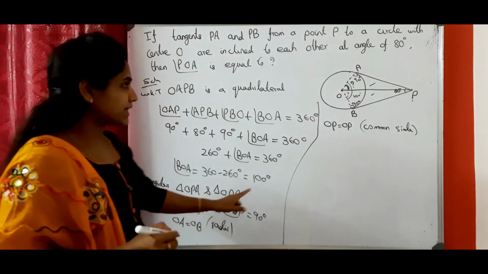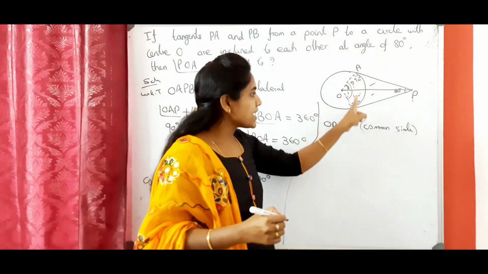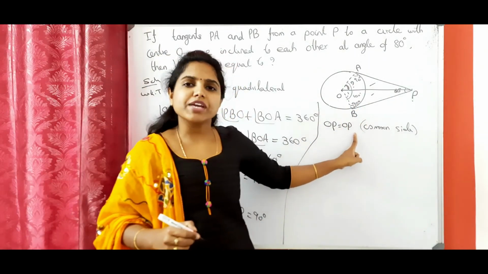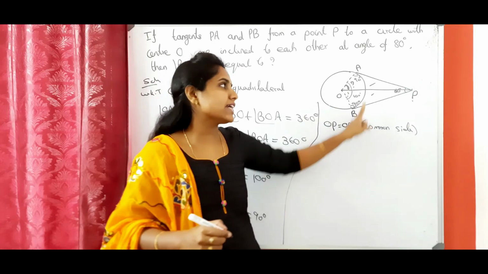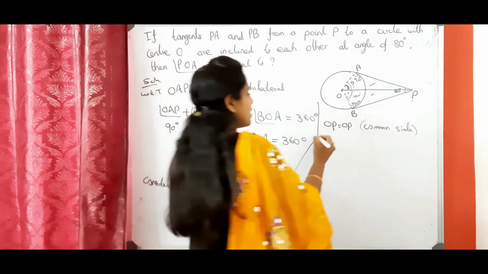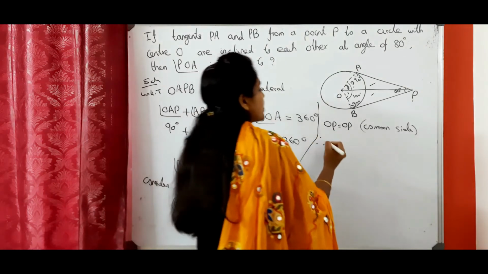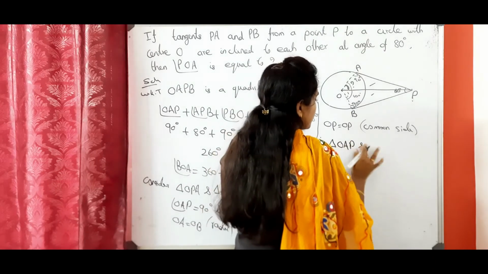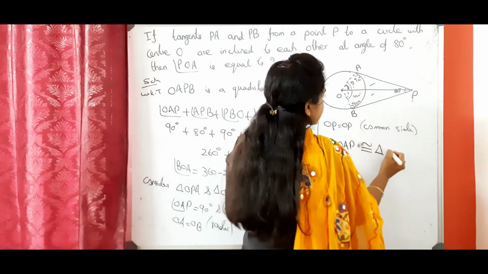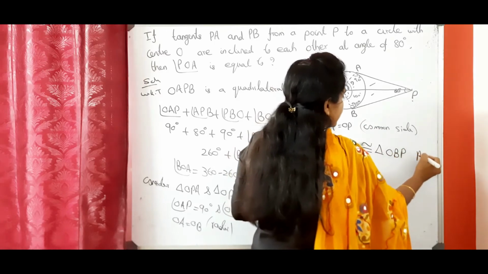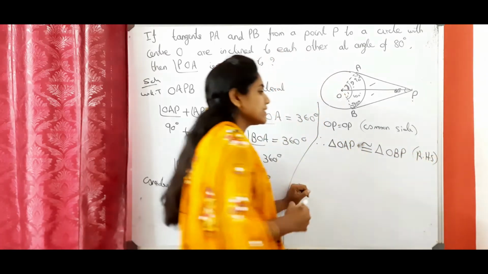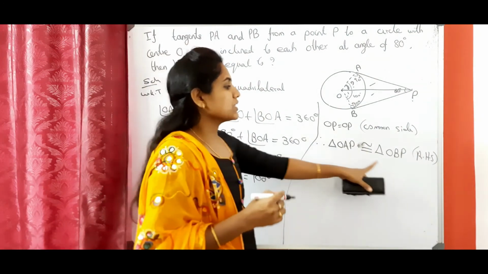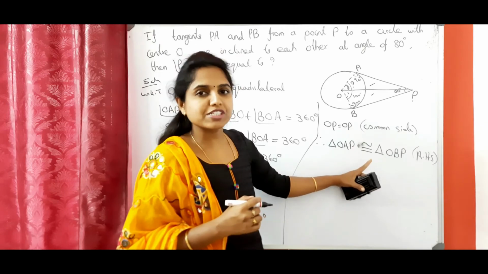Therefore, what are the things we got? In the two triangles, we got corresponding one angle is 90 degree and also corresponding two sides are equal. Now we can apply the RHS theorem. So we can say these two triangles are congruent. Therefore, using RHS theorem, triangle OAP is congruent to triangle OBP by theorem RHS. Two triangles are congruent means their corresponding parts of congruent triangles are equal.